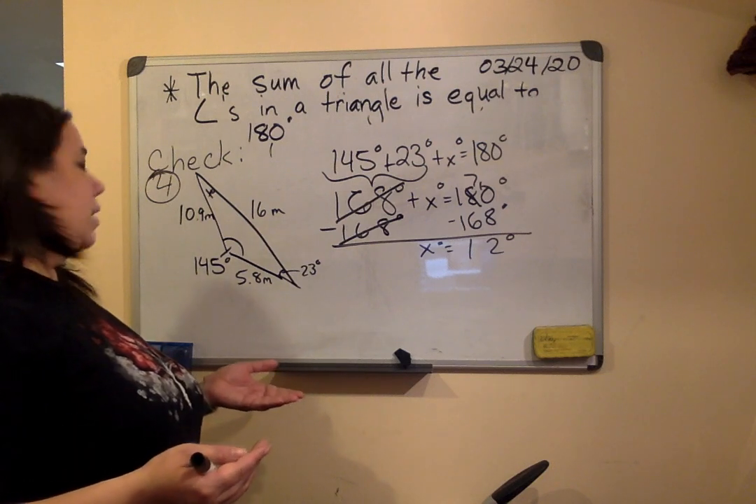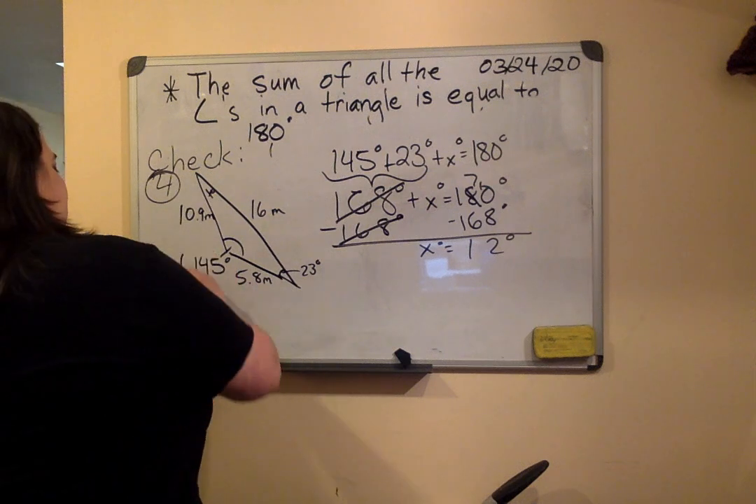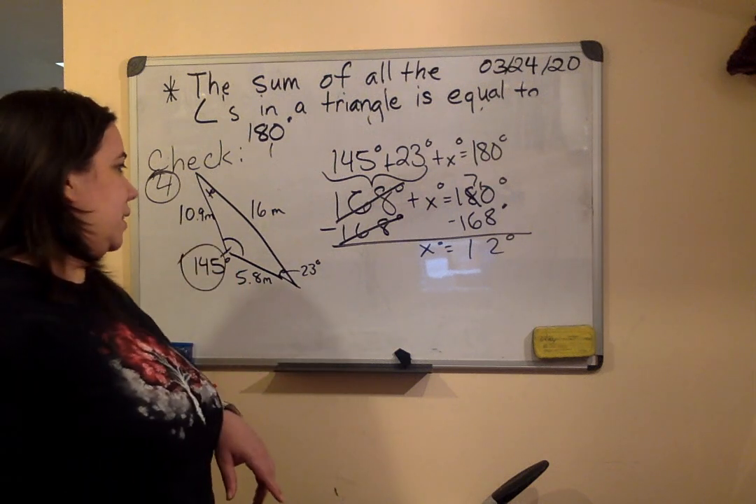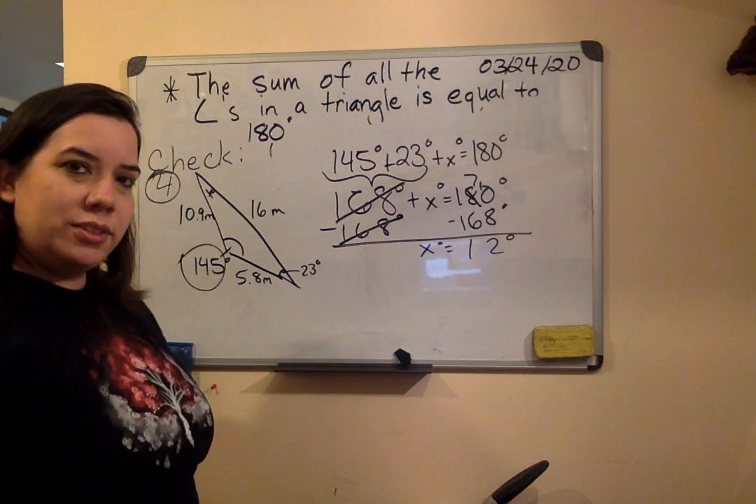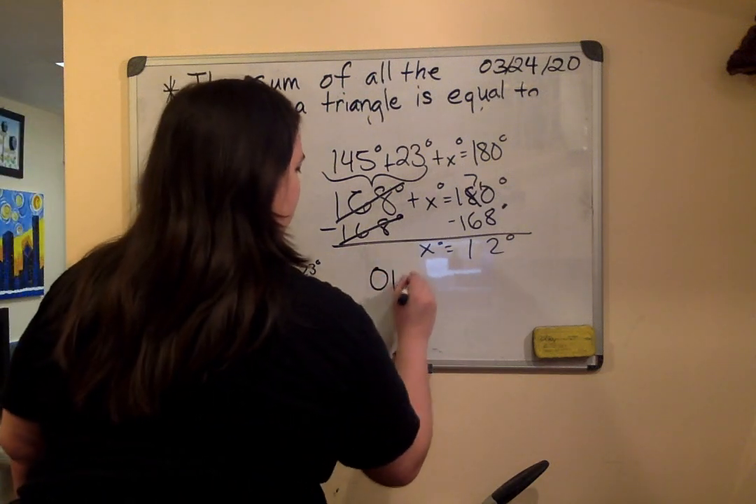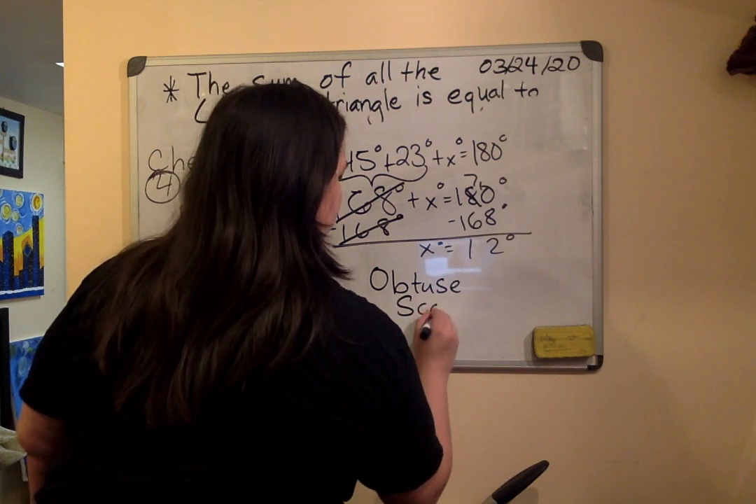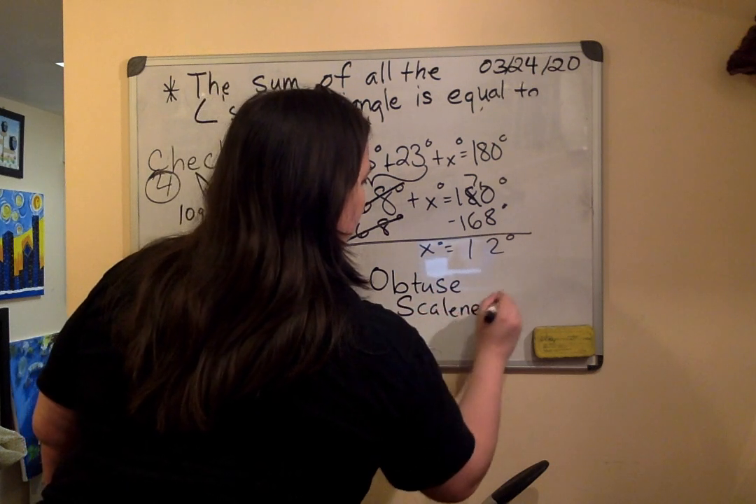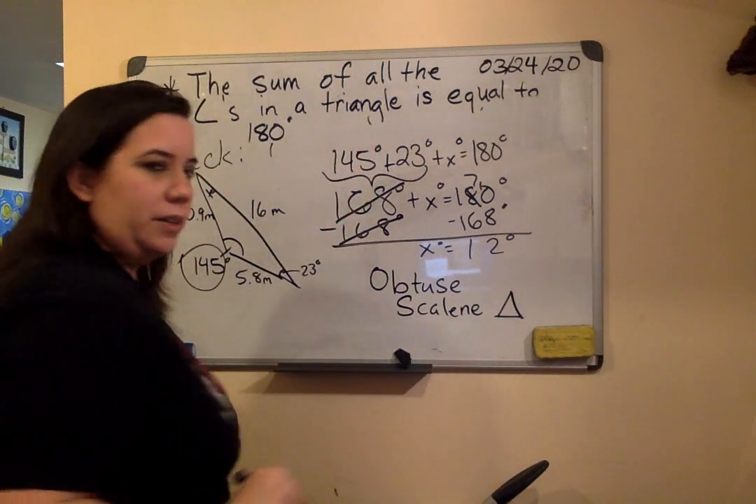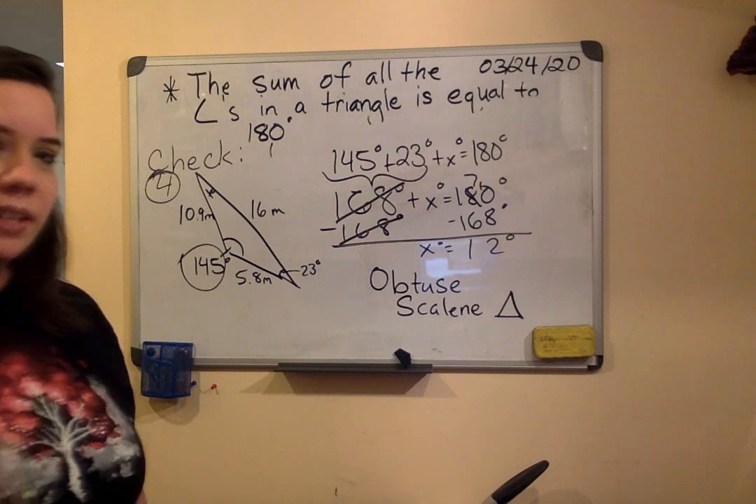Now, what kind of triangle is this? Definitely obtuse, thanks to this guy. And how about the sides? Also scalene. None of the sides are equal. So this is an obtuse scalene triangle. Alright. You got that? Okay, good.